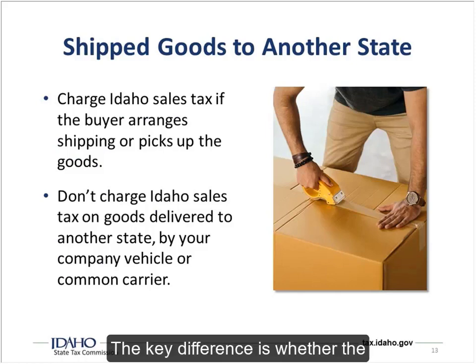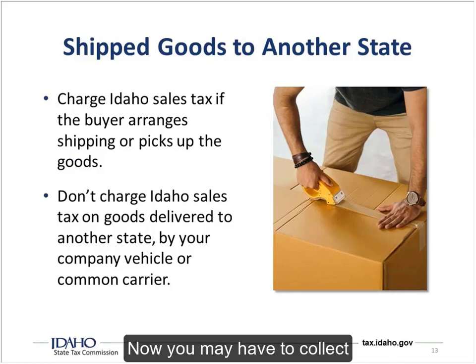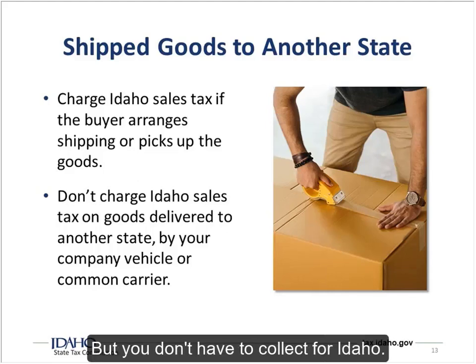The key difference is whether the customer takes possession of the product. If you deliver it or arrange shipping to another state, you or your agent still have possession of it until it reaches the final destination. The transfer of that property takes place in the other state, so you do not have to collect Idaho tax. Now, you may have to collect tax for that other state, but you don't have to collect Idaho.